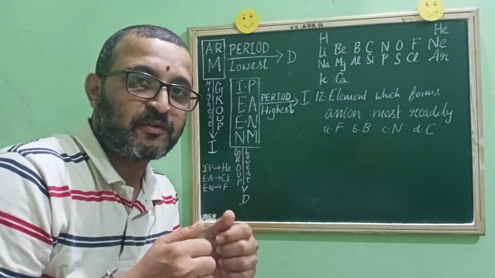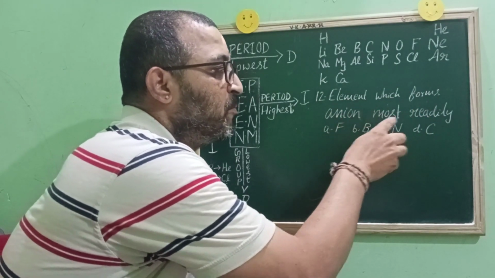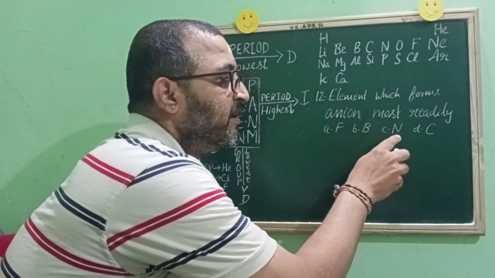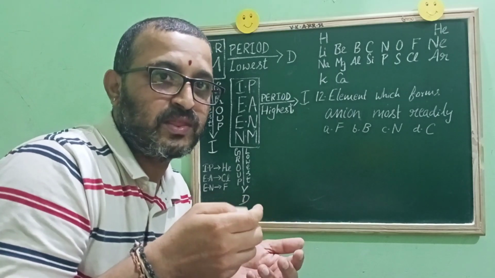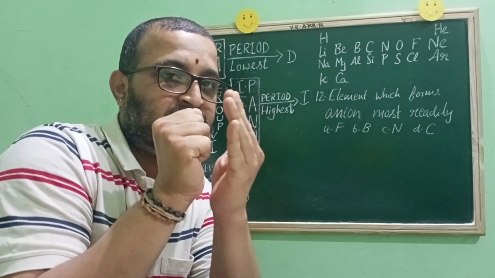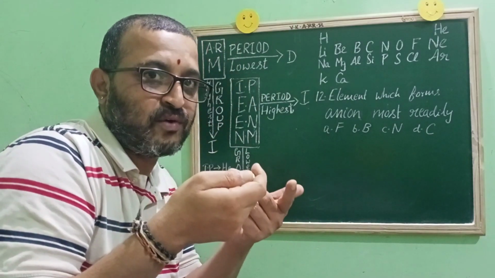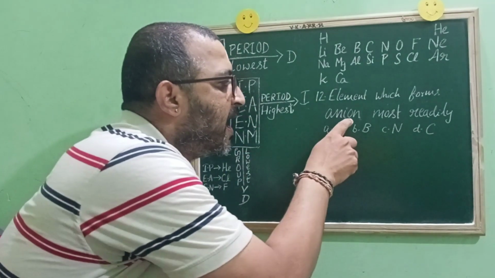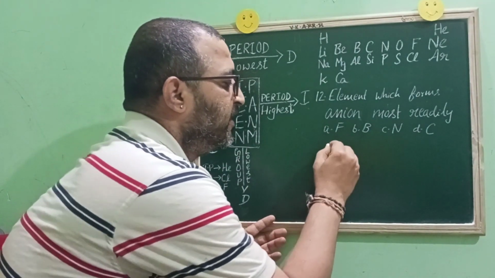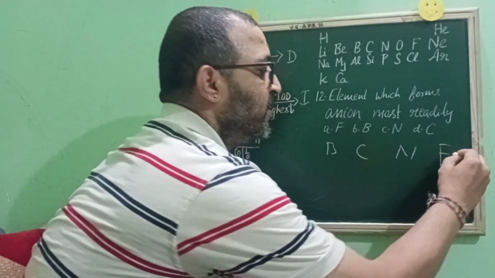Okay children, let us proceed with the next question. Element which forms anion most readily. The options are fluorine, boron, nitrogen and carbon. Children, we all know that, again I am telling, bigger atom has got more tendency to lose. Obviously, the smaller atom has got more tendency to gain. Now, out of these 4 atoms, we should look for an element which is small, that will form the anion most readily. Now, if I arrange these elements, it is something like this. So, it is boron, carbon, nitrogen and fluorine.